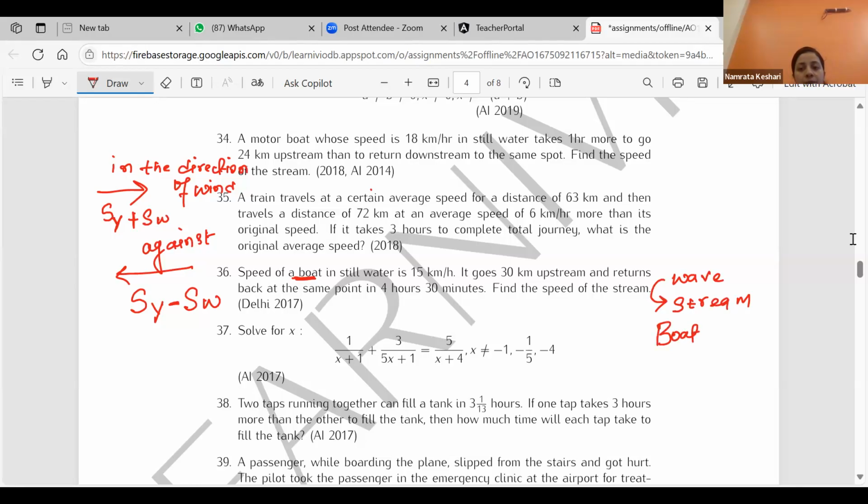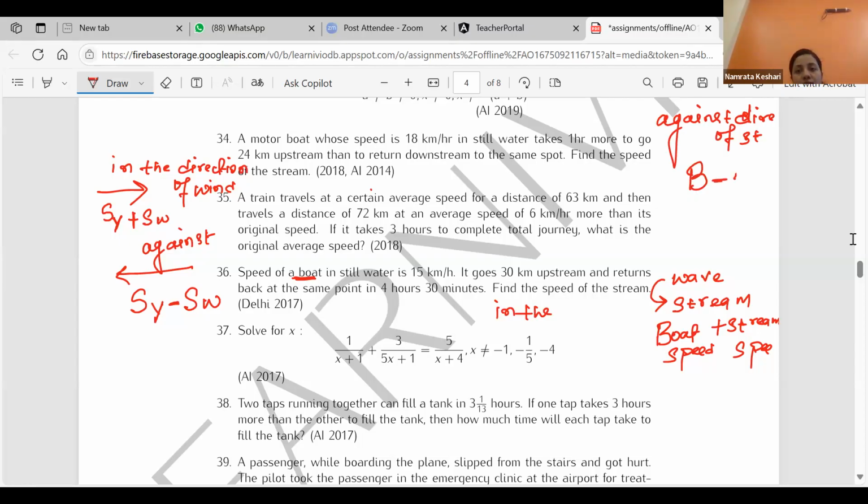So when the boat is moving in the direction of the stream, that means the boat's speed and the stream's speed both are working together, in the direction of the stream. And if it is working against the direction of the stream, then whatever speed the boat applies, the stream's speed is working against that.